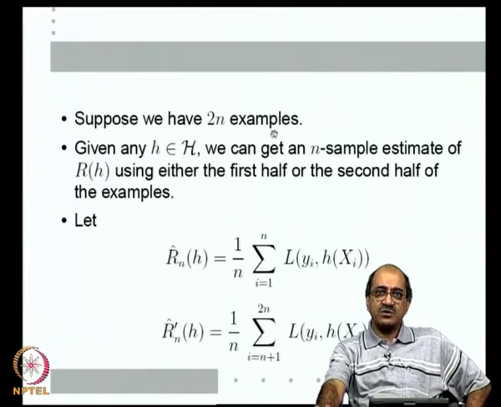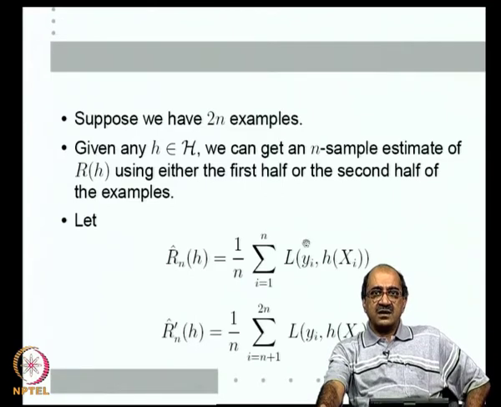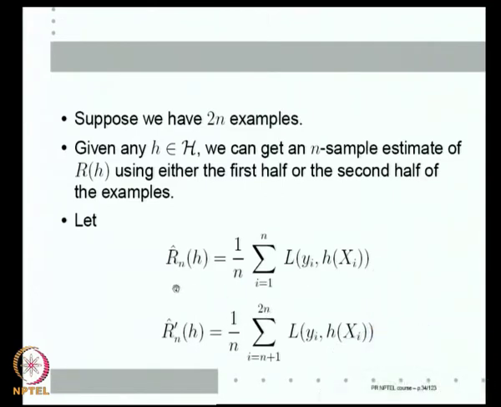So, let us give some names to the 2 estimates. Let us call the estimate obtained through the first half, that is i equal to 1 to n, as R hat n(h), and for i equal to n plus 1 to 2n as R hat prime n(h), right. So, we have 2 estimates, both are n sample estimates, one is R hat n, one is R hat prime n. Okay. This is obtained over the first n, this is obtained over the second n. Okay.